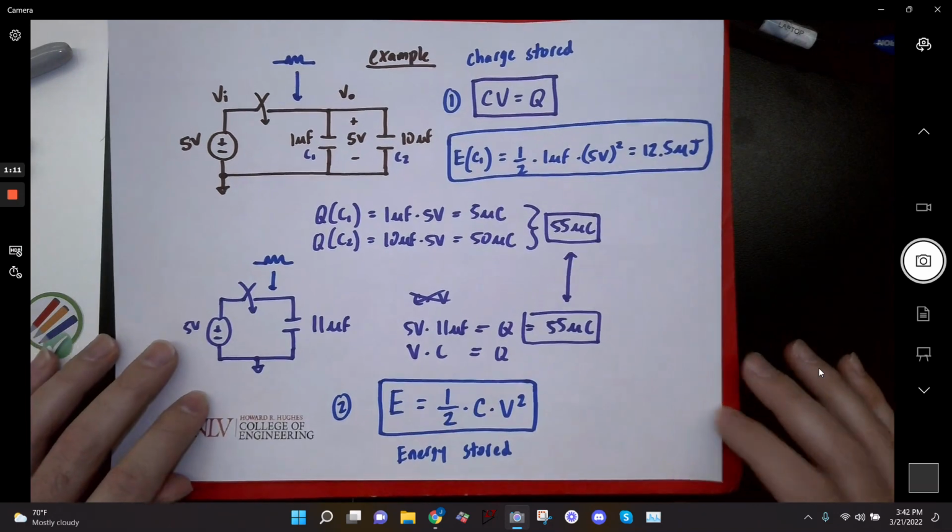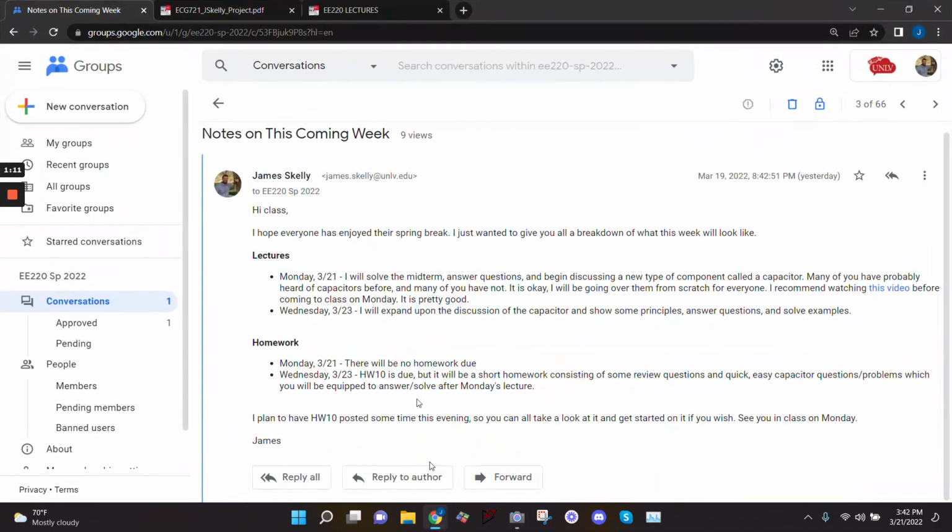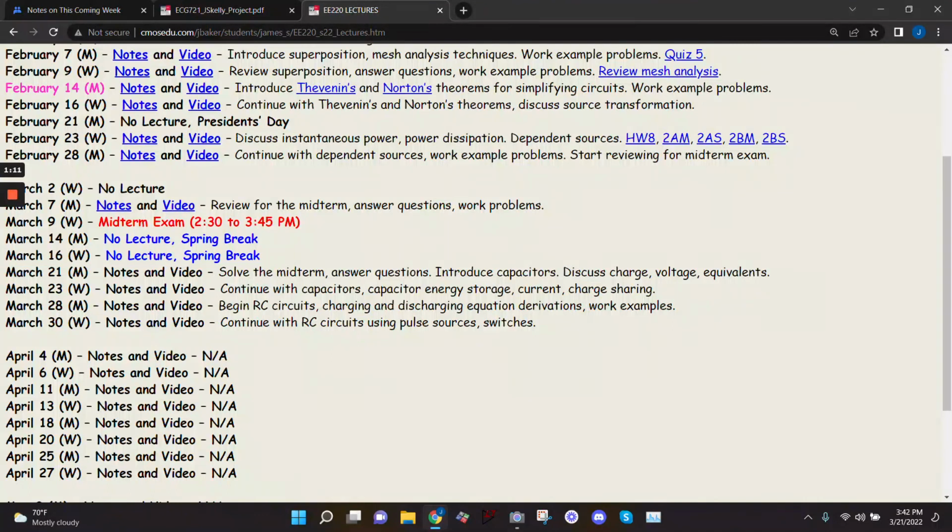So just so you know, for the next couple classes, when I do get into this stuff, we're going to be doing some transient simulations where we actually go over what's happening when they charge and what's happening when they discharge.